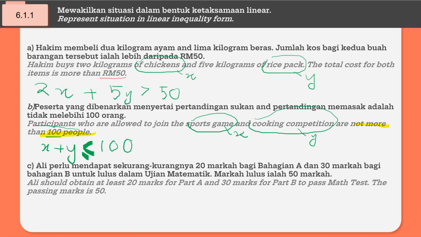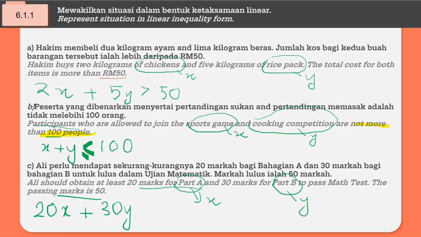Alright, so this is for the second one. And then for C, Ali should obtain at least 20 marks for part A. So here the variable X, so 20 marks, so we have 20x here. Okay, and then plus the second one, 30 marks for part B. This one variable Y, so I have 30y.